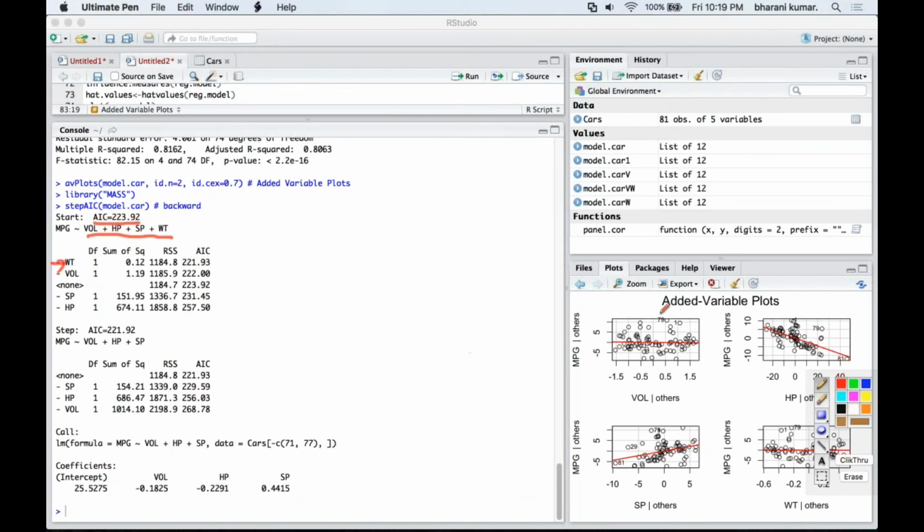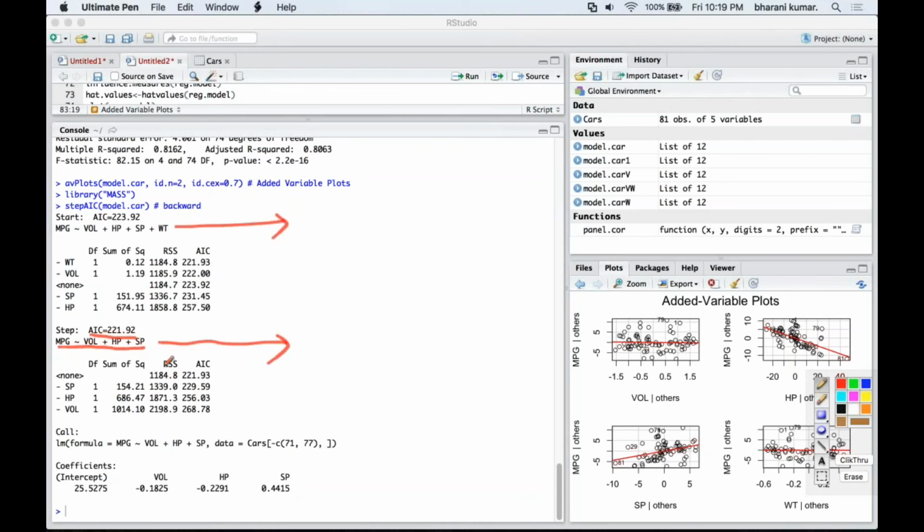When we did it manually, the added variable plot was saying delete weight. Your variance inflation factor was telling delete weight. When we do step AIC, it has automatically deleted weight. And it has stopped here saying that these are the only two models that I can build for you. The second model has an AIC value of 222.192. So we have two models here: one model using all inputs, another model by deleting weight. Both of them have AIC values.